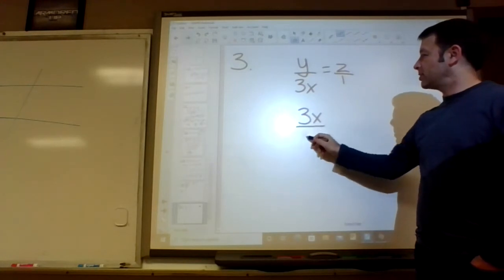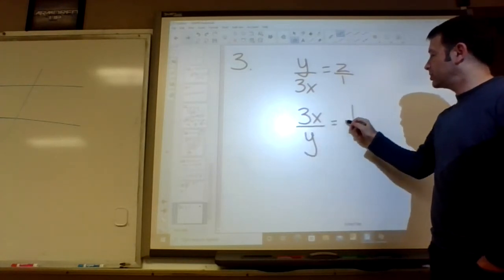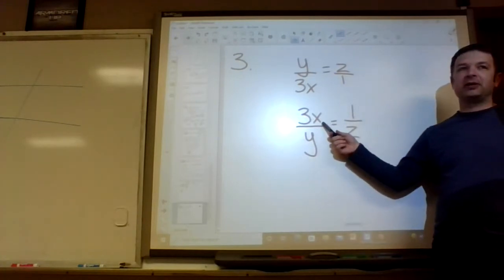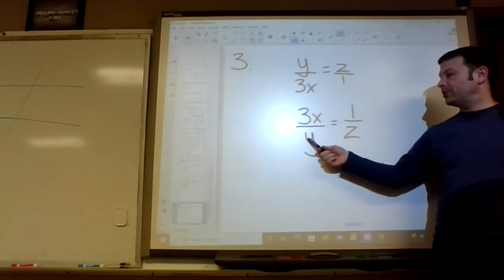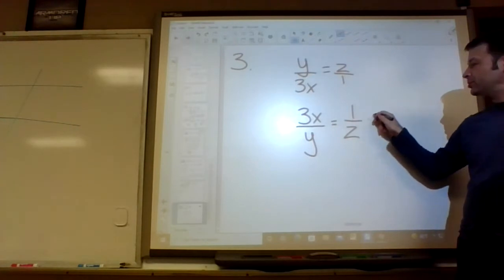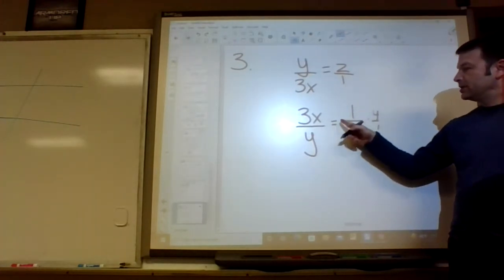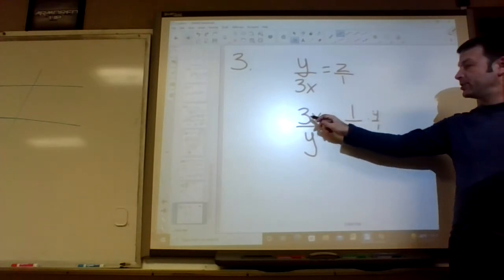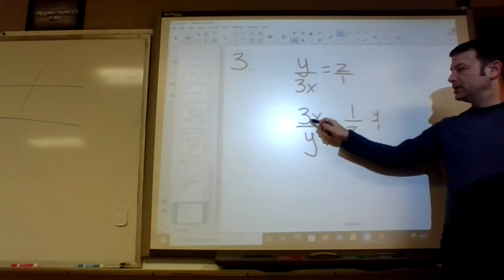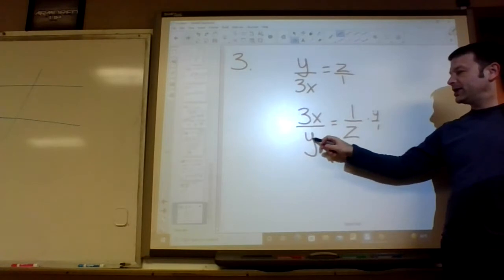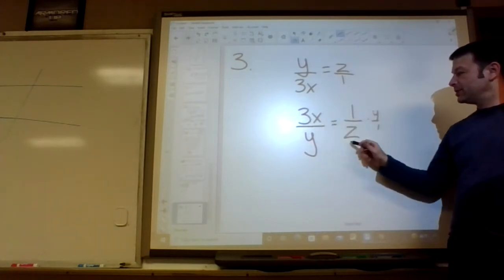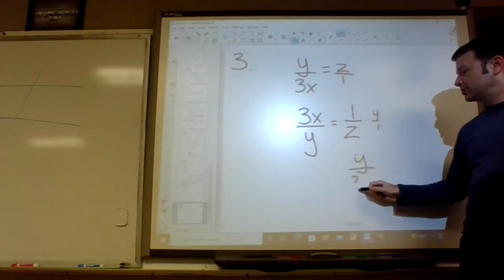Then 3x over y equals 1 over z. So that gets x out of the bottom. Then we could have multiplied by y, which would have put it on top. And we could have divided by 3, which is like multiplying by 1/3, so that would put 3 on the bottom. So basically when you multiply and divide, they kind of just go to the other side. Multiply by y, it goes to the top. Divide by 3, it goes to the bottom.